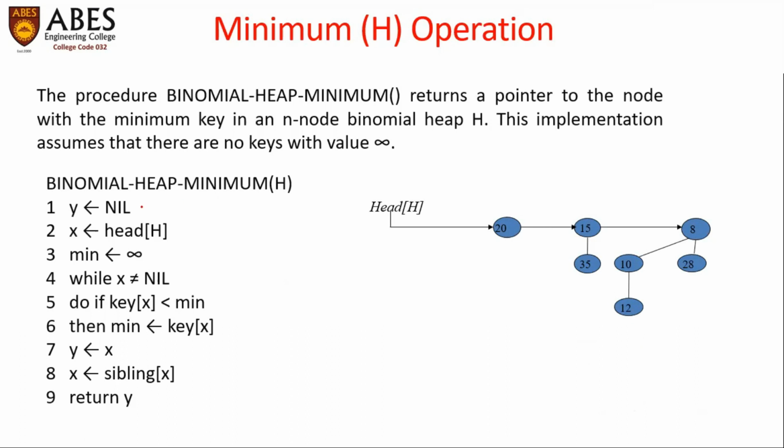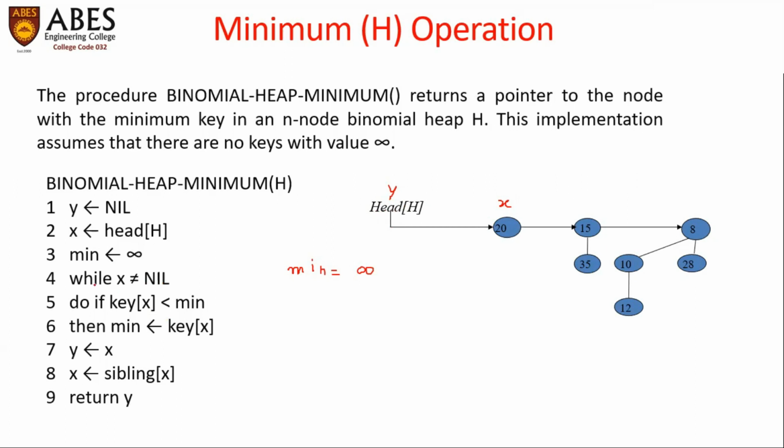As the first line says, y is pointing to null. So this head pointer, we can say, is our y. x is pointing to head H, so head H is pointing towards x. So this is our x. Min is set to the default value of infinity. We all know that any value will always be smaller than infinity, so we set it to the larger value, infinity. Now this loop will run till x is not equal to null.